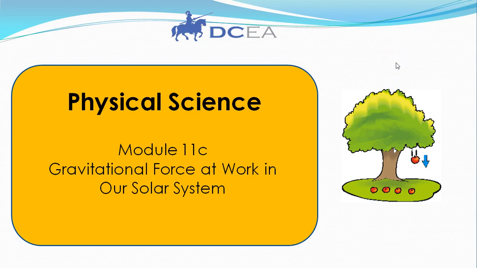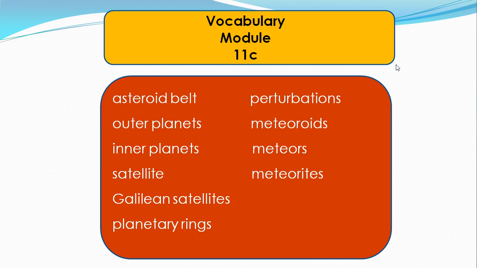Let's talk about gravitational force at work in our solar system. In this module, we'll be learning about asteroid belts, the inner and outer planets, Earth's satellite, the Moon, Galilean satellites, planetary rings, perturbations, meteoroids, meteors, and meteorites.